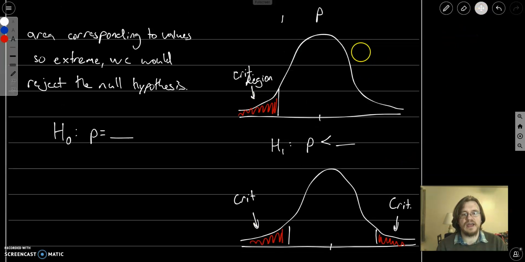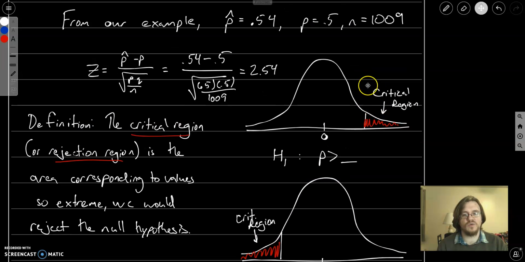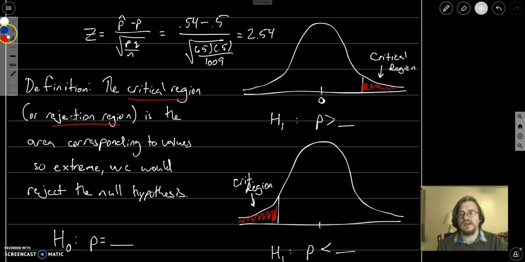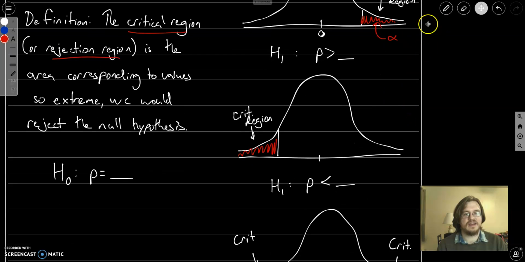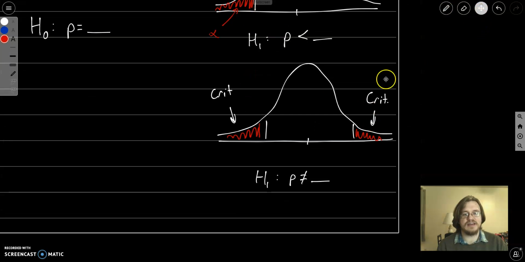And alpha was our significance level. Alpha is going to be the area of this region here. And in the two-tailed case, alpha is going to be the area of this and the area of this. So we split alpha apart across both of them. It'll be alpha over 2 and alpha over 2.